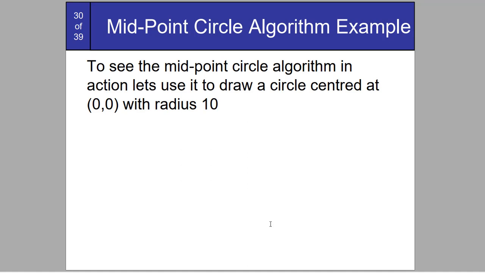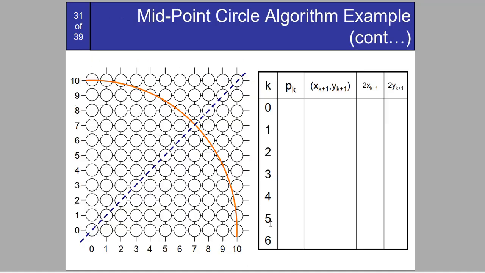Now remember, we need just two things. One is the center of a circle, the other one is the radius of 10. Okay, so we have the midpoint circle algorithm. It's like this. We start at 0, 0. First k is 0. What is pk? What will be pk in your opinion? Any idea? What will be pk?